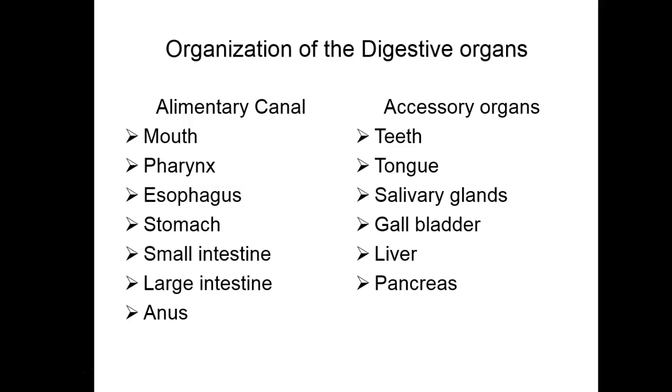You have the mouth, the pharynx, the esophagus, the stomach, the small intestines, large intestines, and anus as part of the GI tract. And then the accessory organs: teeth, tongue, salivary glands, gallbladder, liver, and pancreas. So, a way to organize it in your head.